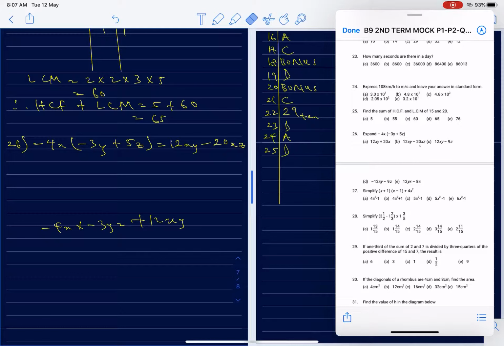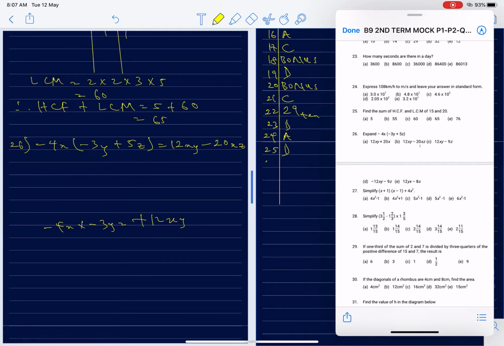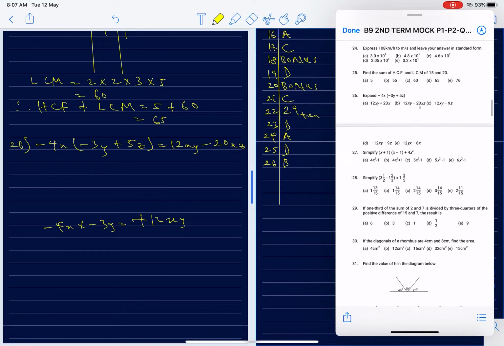That's the answer: 12xy minus 20xz. Let's see that. 12xy minus 20xz. That's it. The answer is B. 26 is B. 12xy minus 20xz. Down to 27.